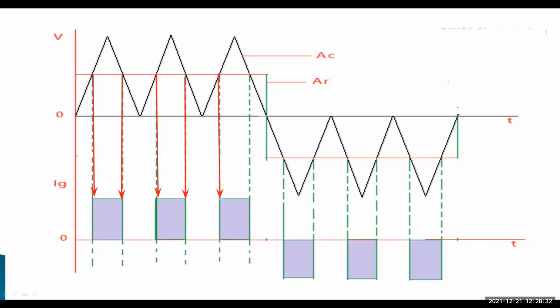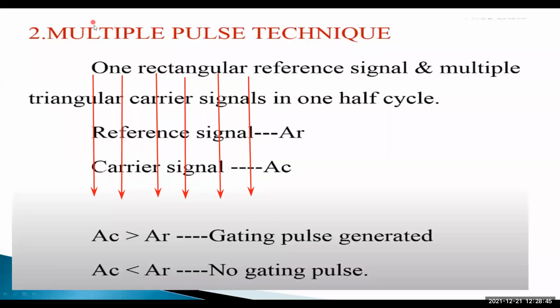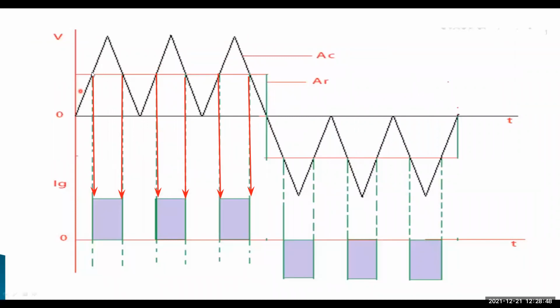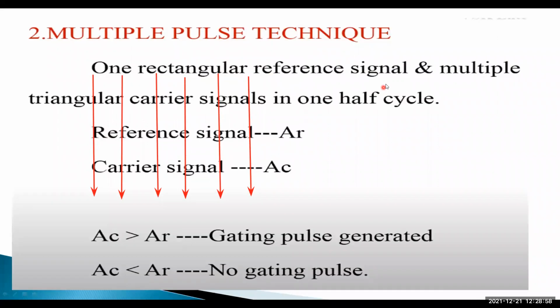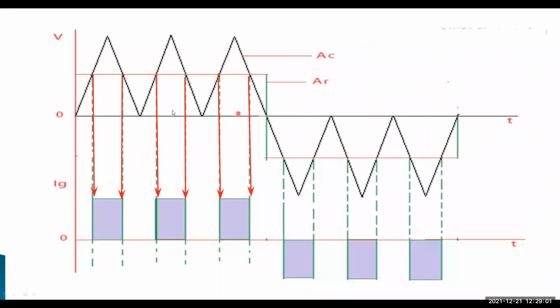In the single pulse PWM technique, only one gate pulse is generated, but here there are multiple pulses. So these are multiple pulse techniques. This uses a high frequency triangular waveform, so that's why it is a multiple pulse triangular waveform. Here, multiple triangular carrier signals, so that's why you will get different pulses, multiple pulses in a single half cycle.